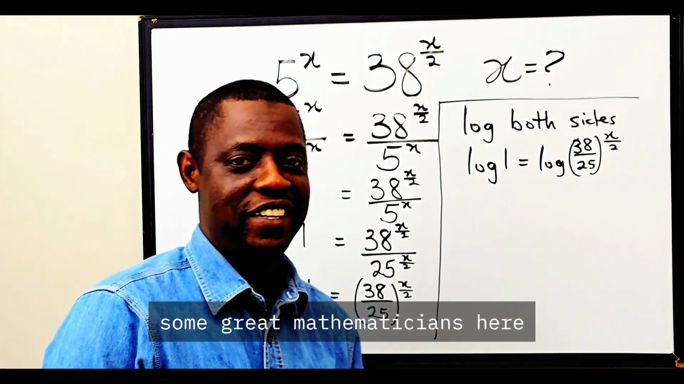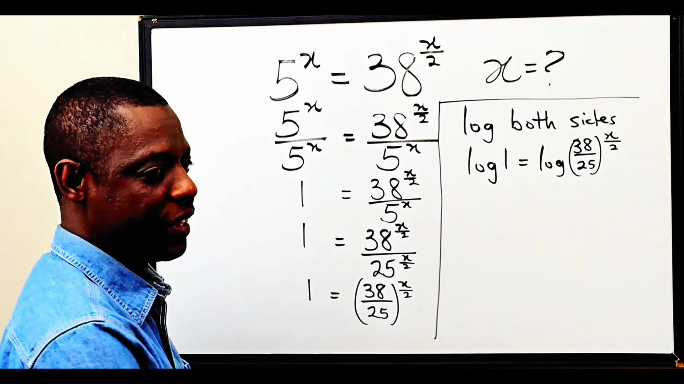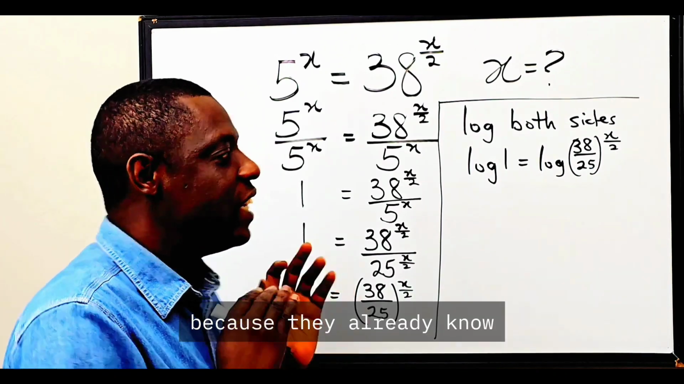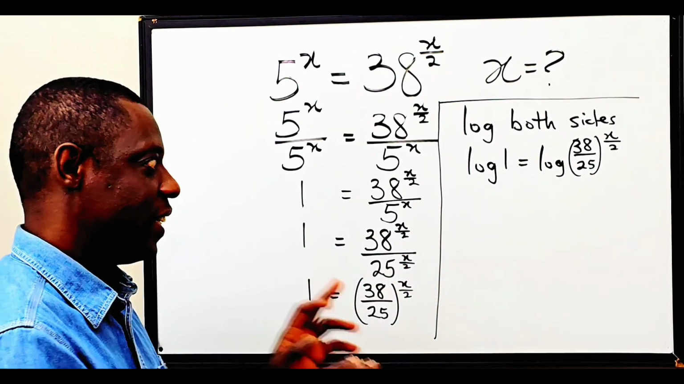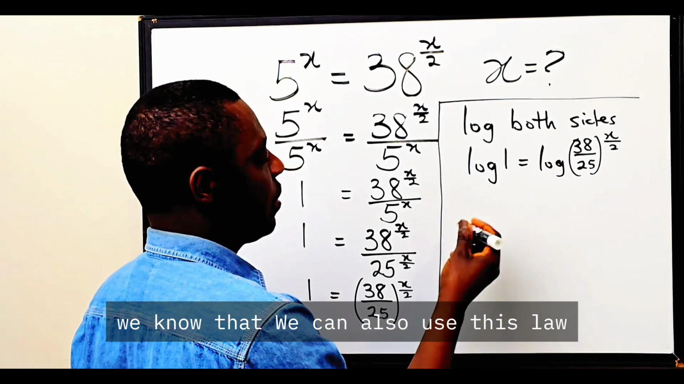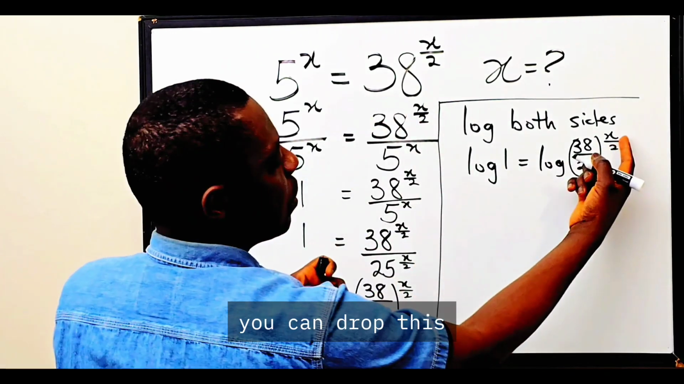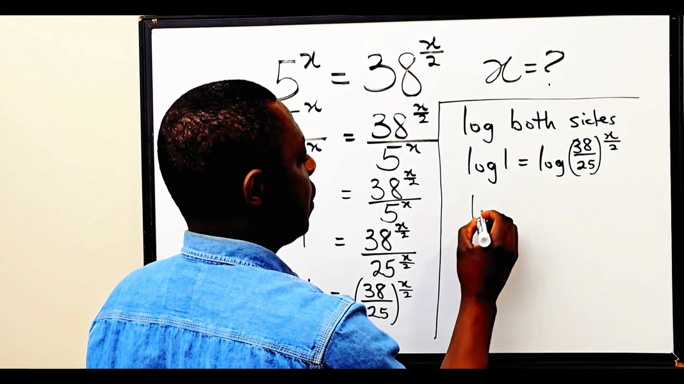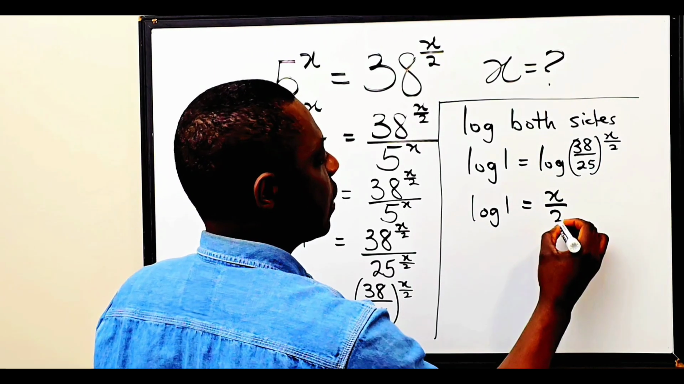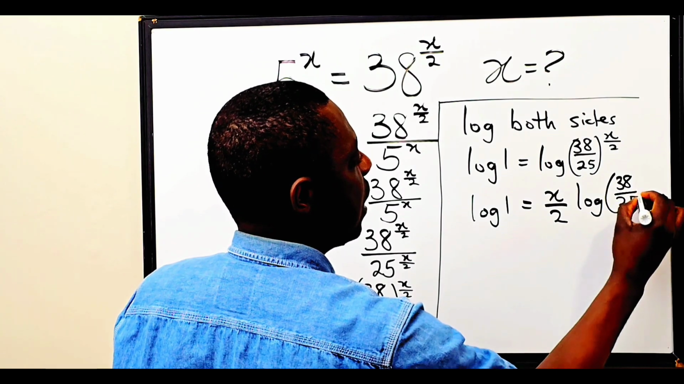Some great mathematicians here, they already understood my explanation from here. I'm taking my time because they already know where this will land. Without wasting our time, we can also use this law, the one I used to explain that you can drop the exponent. So that means we have log 1 equals, if I drop this, x over 2 log 38 over 25.